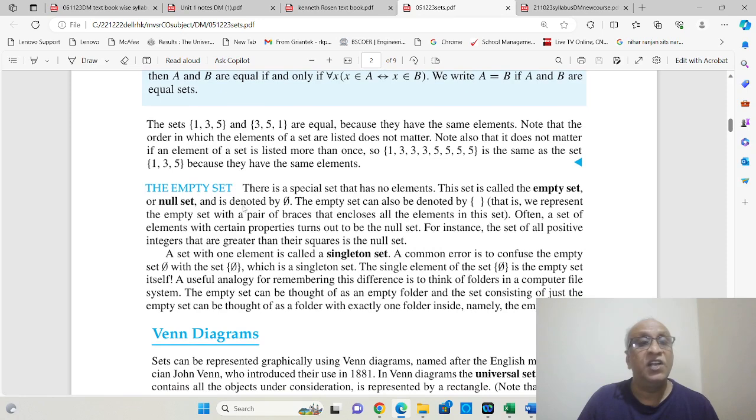The next type of set is the empty set. The empty set is also called the null set. The null set is denoted by ∅ and it consists of zero elements. Suppose a null set is there, you just have an open curly brace and a close curly brace. It doesn't have anything. Suppose you have an open curly brace with ∅ inside and a close curly brace. It doesn't mean it is an empty set. It actually means it's a singleton set, which has one element, and that element is ∅.